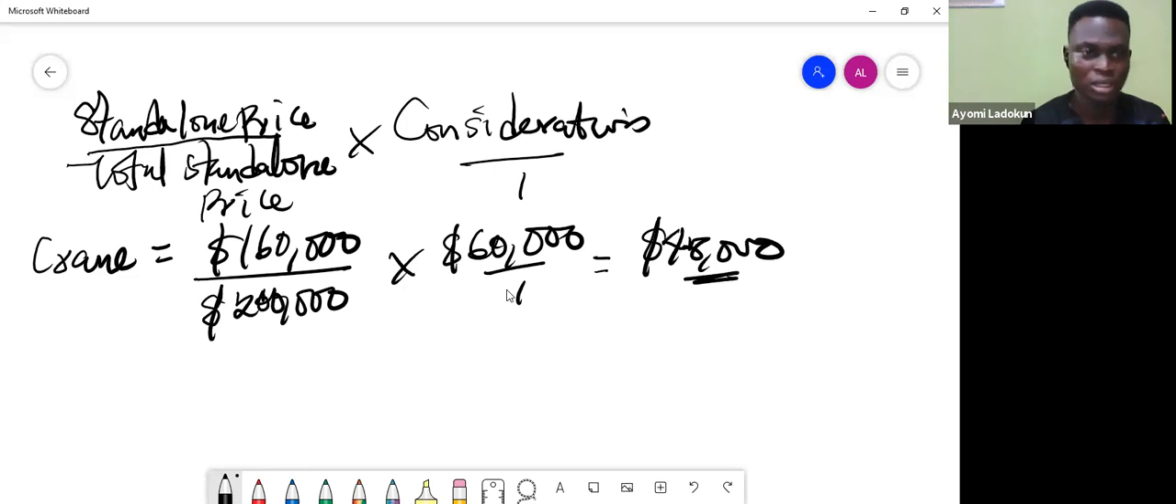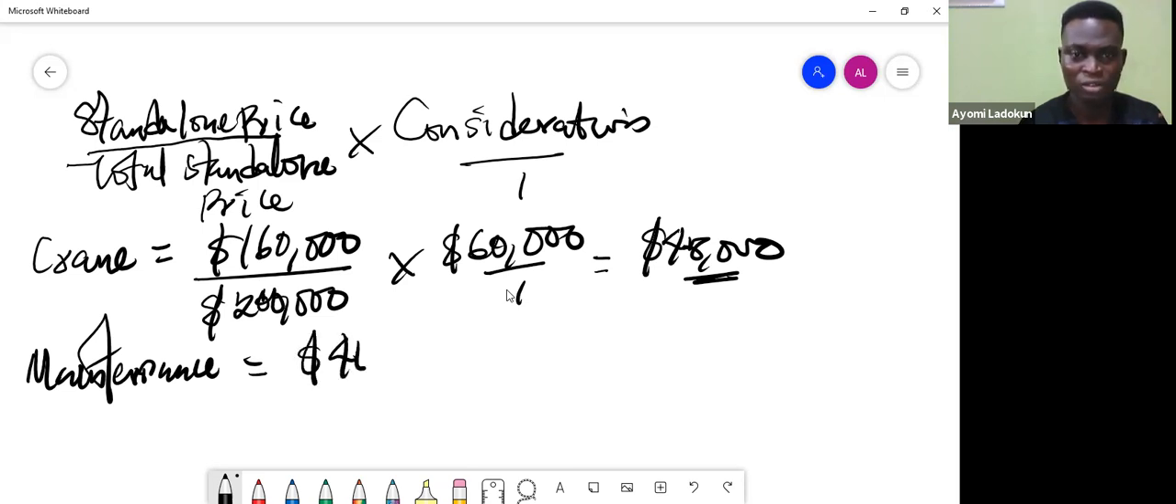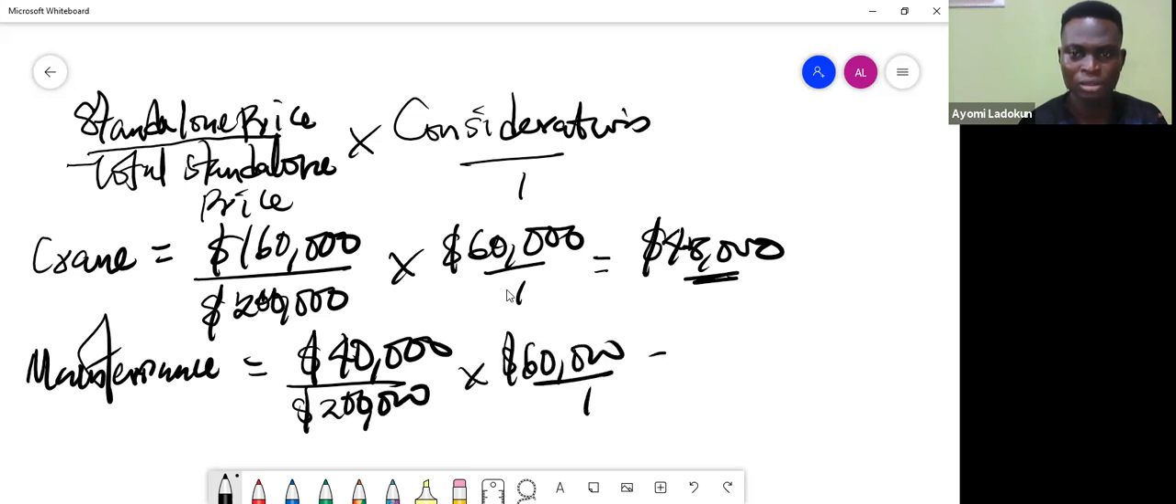So that's what I'm doing. Then I go to maintenance, service maintenance. What was the standalone for maintenance in that question? I think that should be 40, if I can recall. Then over the total standalone, then multiply by 60,000. If I do that, 40 divide 200 multiply 60, that gives me 12.